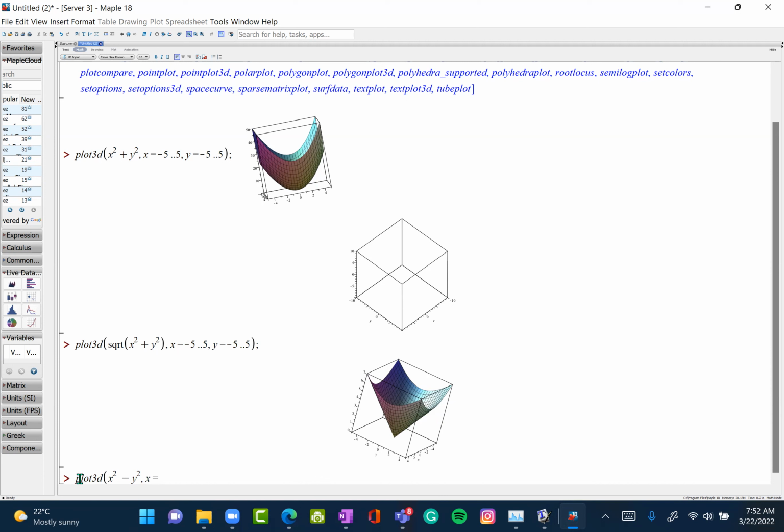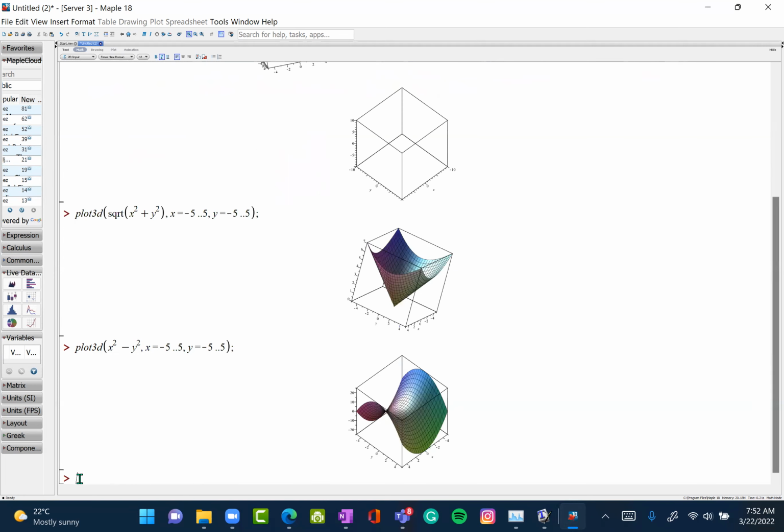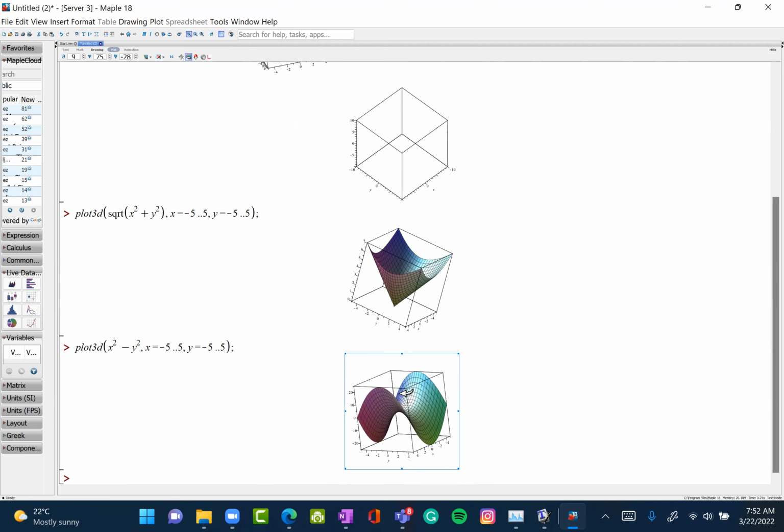X, say -5 to 5. So something that looks like a horse saddle. In fact, we will call this a saddle. And this point here is called a saddle node.